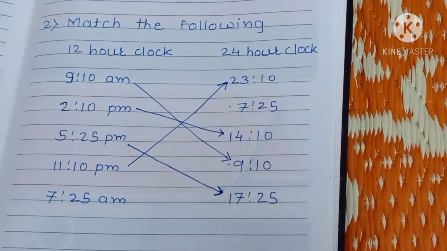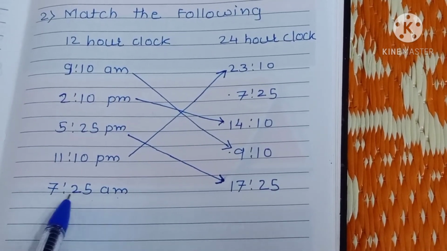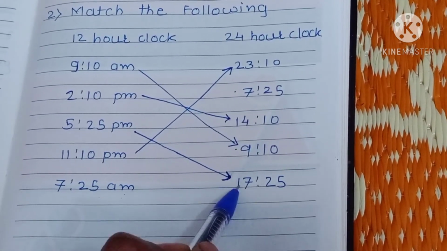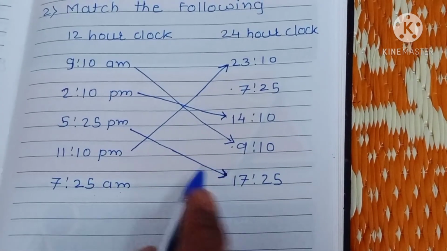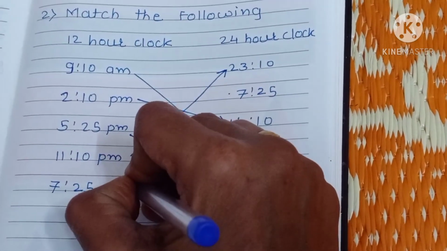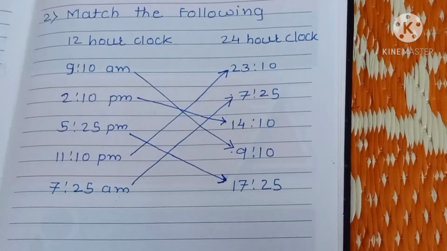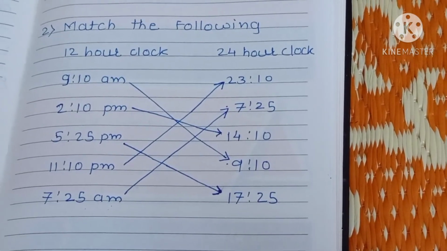And the last one is 7:25 AM. AM time will be the same in both the clocks, 12-hour and 24-hour. So 7:25 will match with 7:25 here. Like this we have to do. Thank you.